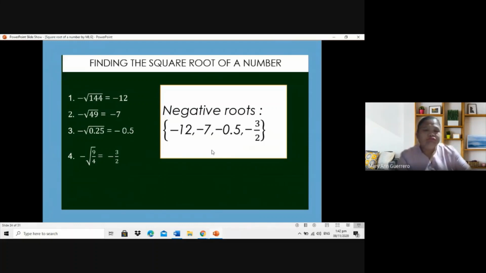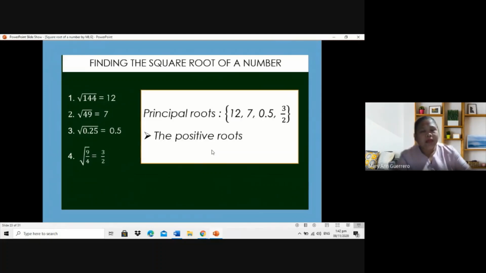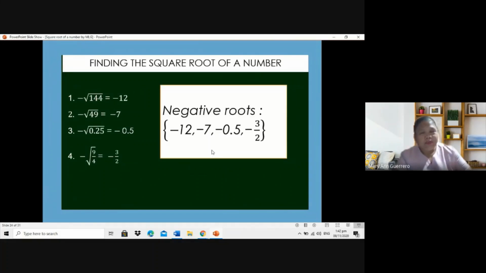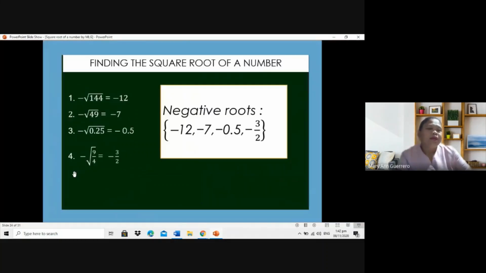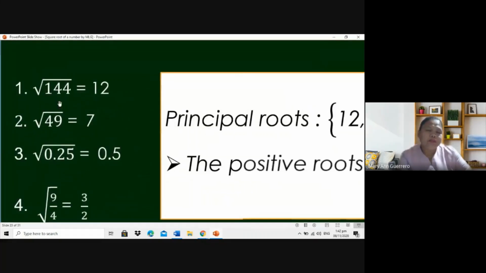Now, kailan natin malalaman kung positive root ang hinahanap, si principal root ang hinahanap, or si negative square root ang hinahanap? Okay. Notice, pagka meron tayong negative before the radical sign, then what is asked is the negative root. The negative square root of 49 is negative 7. Okay? So, kung wala naman, understood, positive root ang hinahanap o si principal root ang hinahanap. Okay?